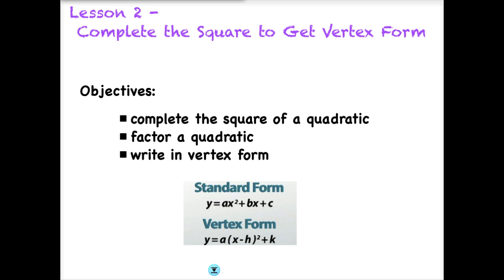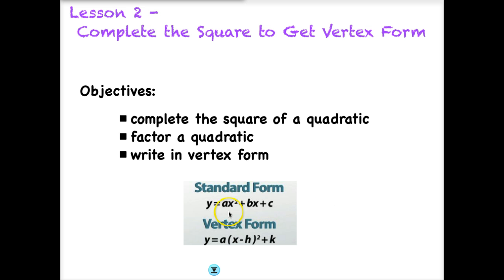What you're going to find in this example is that you will end up factoring it and putting it in vertex form. If you remember from last quarter, we can graph quadratics when they're in vertex form because then we know the vertex. So we're just expanding your toolbox with some different methods of how to write quadratics in order to get the information that you need, whether it's graphing or finding x-intercepts. It's just one more tool for you.